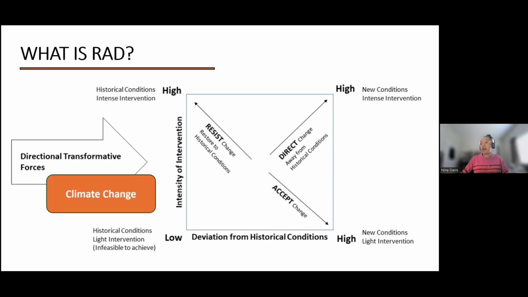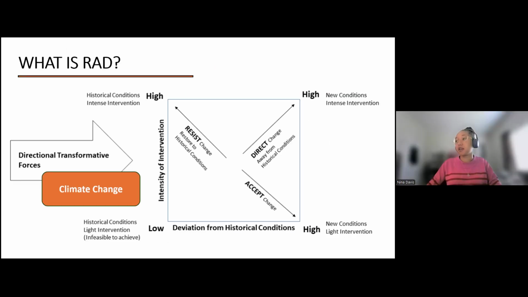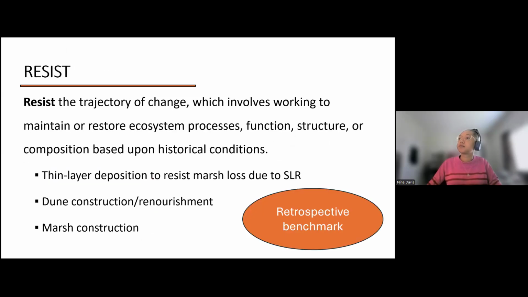So in practice, RAD gives us a menu of options, not a ladder. You might choose one approach for one part of a landscape and a completely different one for another. It all comes down to the context, feasibility, and your objectives. So let's break down each one a little bit more.